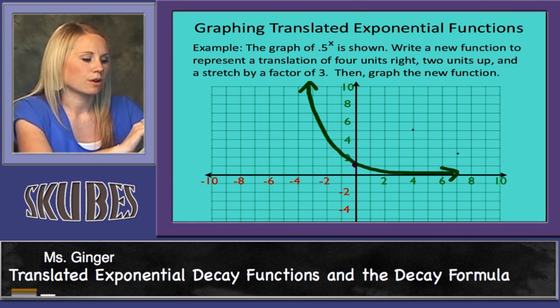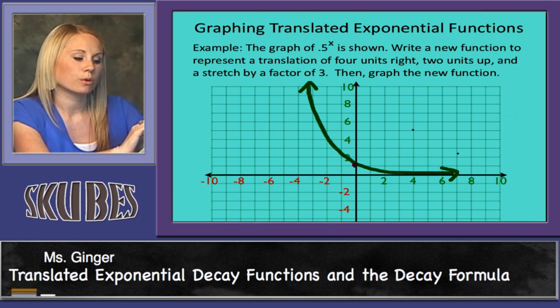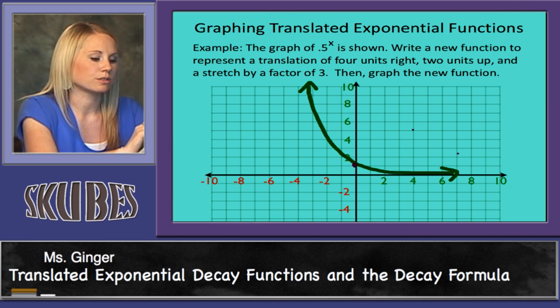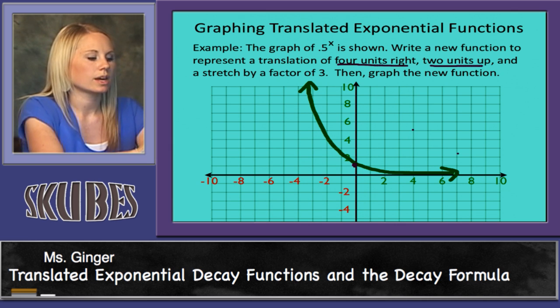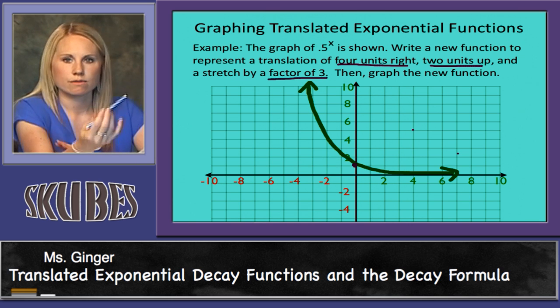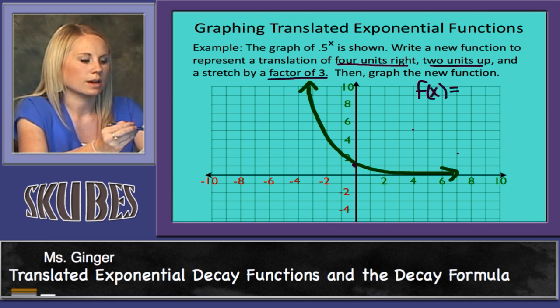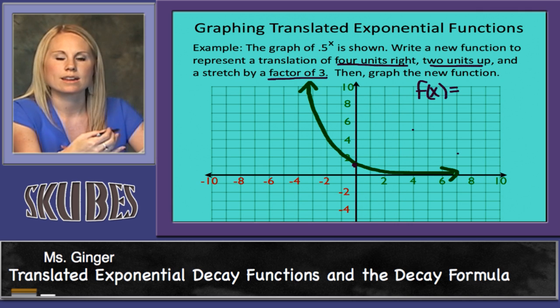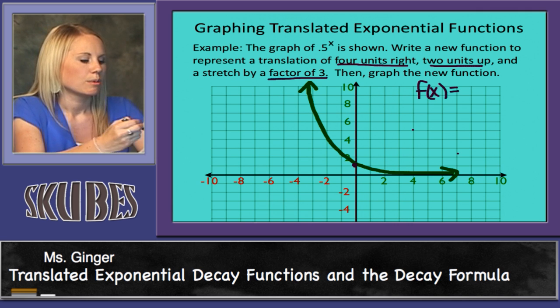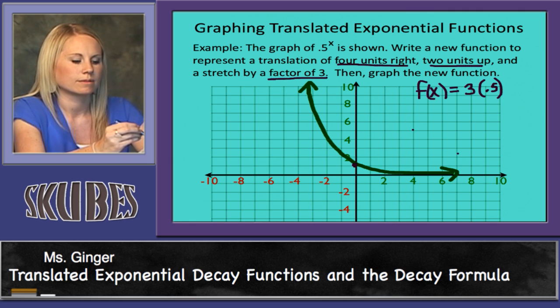Okay, well, first of all, if we know that we're going to apply a translation of 4 units right, 2 units up, and a stretch by a factor of 3, let's go ahead and get that function written in there. So that's going to be f of x equals, we're still going to have our 0.5 to the x, but we're just going to add those numbers in where they're needed. Remember, the stretch factor comes first, and it needs to be situated beside our base.